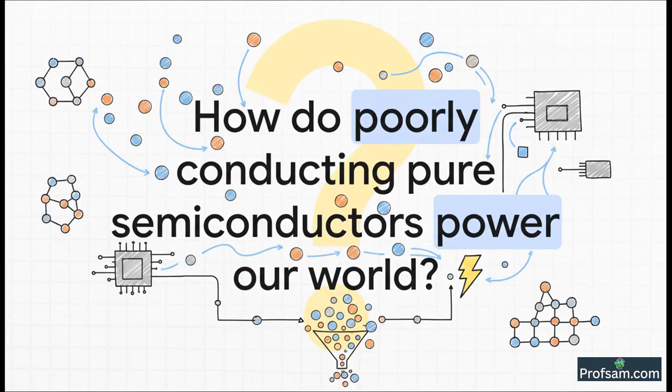I'll leave you with one final question to think about. If these pure, intrinsic semiconductors are actually pretty poor conductors, they have so few charge carriers, then how on earth did we make them useful enough to power our entire digital world? The answer to that lies in the process called doping, which we will explore in our next session.